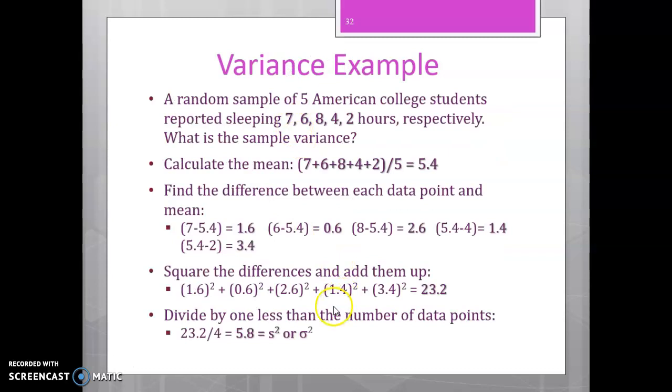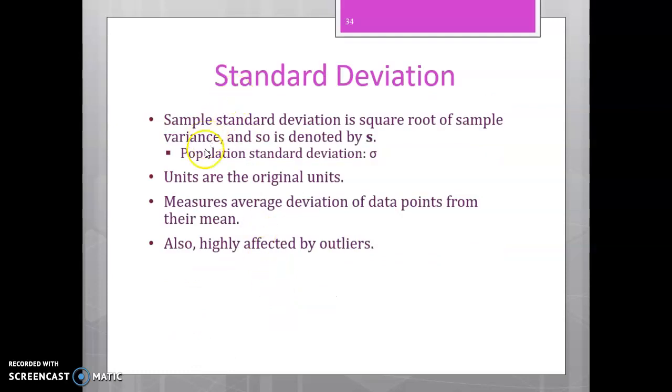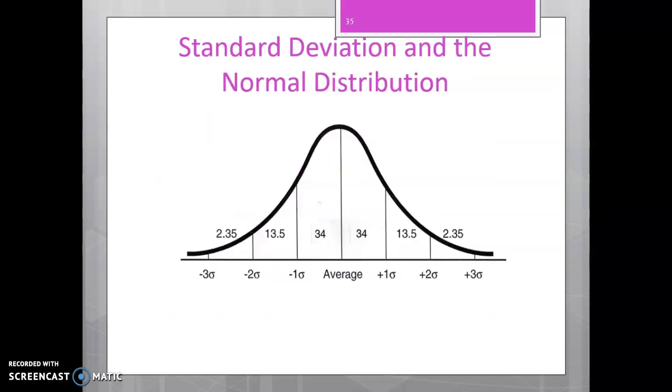Sorry, my mouse keeps moving. If the variance of a population is measured, it is denoted by sigma squared, and the sample variance is denoted by S squared. It's just giving you more data on how far away from the average it is. The sample standard deviation is the square root of the sample variance. So it's just taking that variance and square rooting it. Again, you can look that up in there.